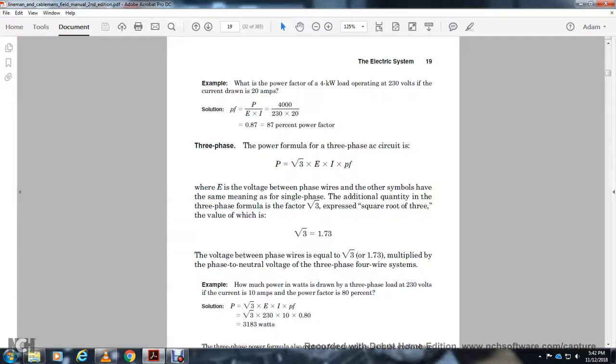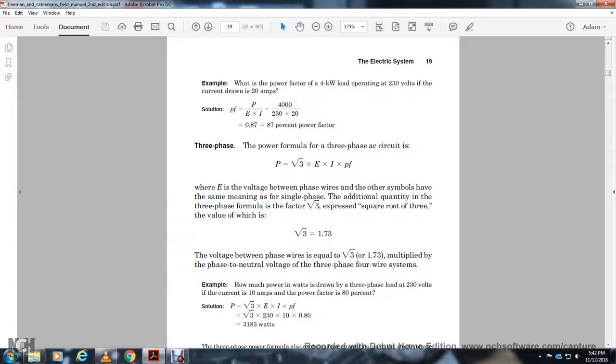The power formula for a 3-phase AC circuit: power is equal to the square root of 3 times the volts times the amps times the power factor. The voltage is the line voltage, the same as in the other examples. The single-phase formula has an additional quantity in the 3-phase formula, the factor of the square root of 3, and the value of the square root of 3 is 1.73. The voltage between the phase wires is equal to the square root of 3, or 1.73, multiplied by the phase-to-neutral voltage of the 3-phase 4-wire system.